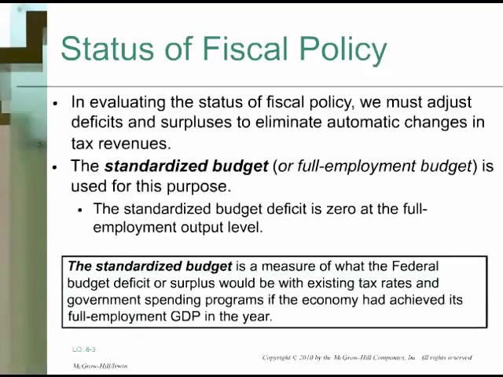In evaluating the status of fiscal policy, we must adjust deficits and surpluses to eliminate automatic changes in tax revenues. The standardized budget, or full employment budget, is used for this purpose. The standardized budget is a measure of what the federal budget deficit or surplus would be with existing tax rates and government spending programs if the economy had achieved its full employment GDP in the year. The standardized budget deficit is 0 at the full employment output level.